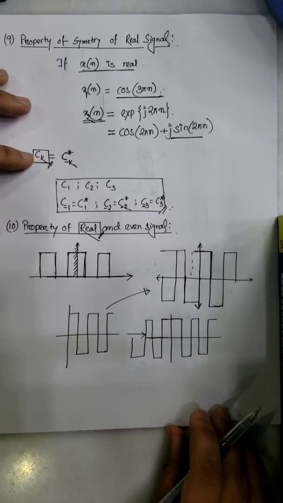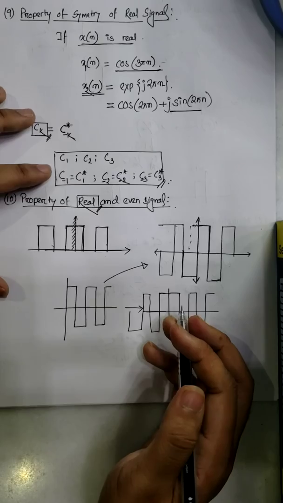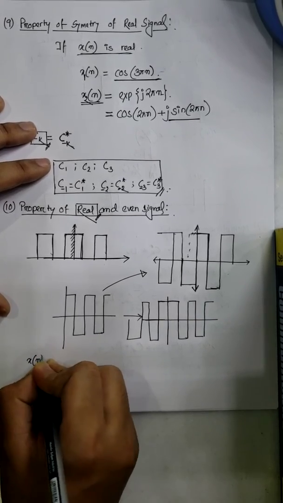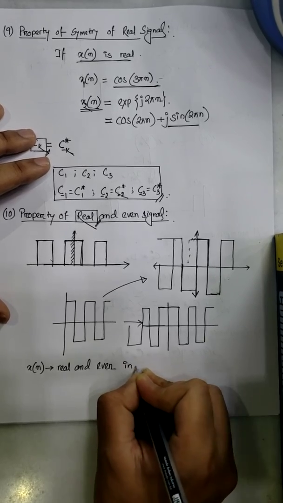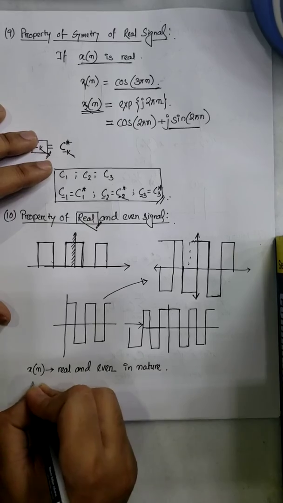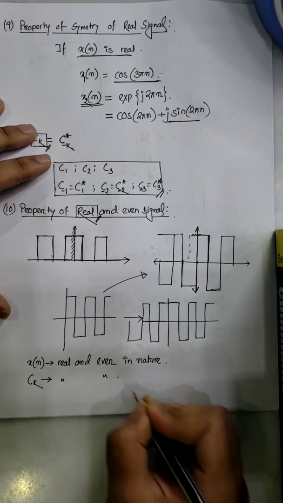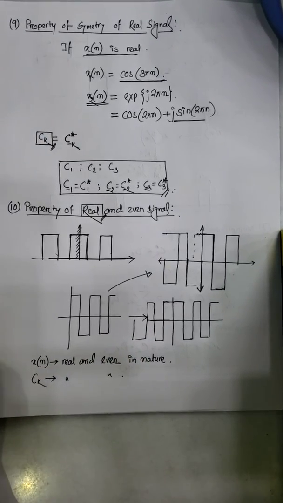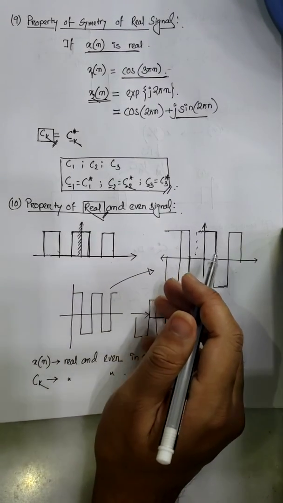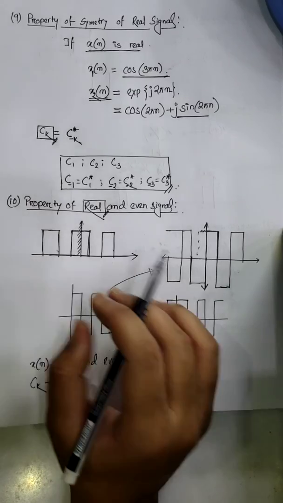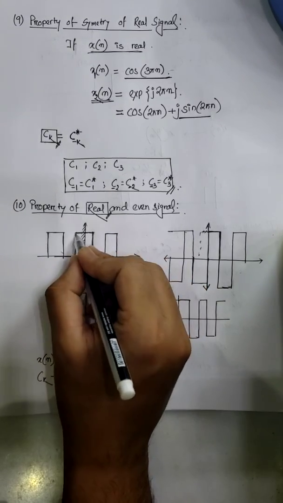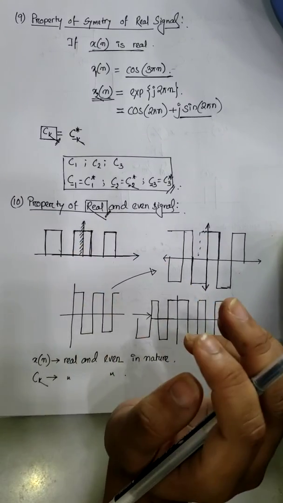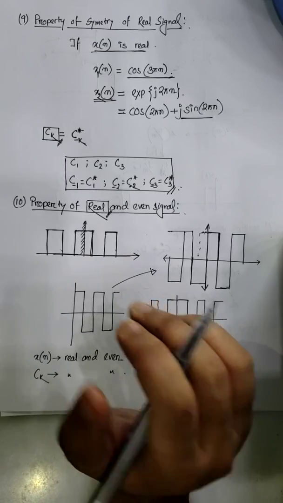Now, we come back to the property where x of n, when it is real and even in nature, then the Fourier series coefficient C of k will also be real and even. This is the property of real and even signal. So upon looking at a signal, we can easily tell the nature of the Fourier series coefficient of the signal. So for this signal, if we plot the Fourier series coefficient, it will also be a real and even signal. Now let us go to the next property.